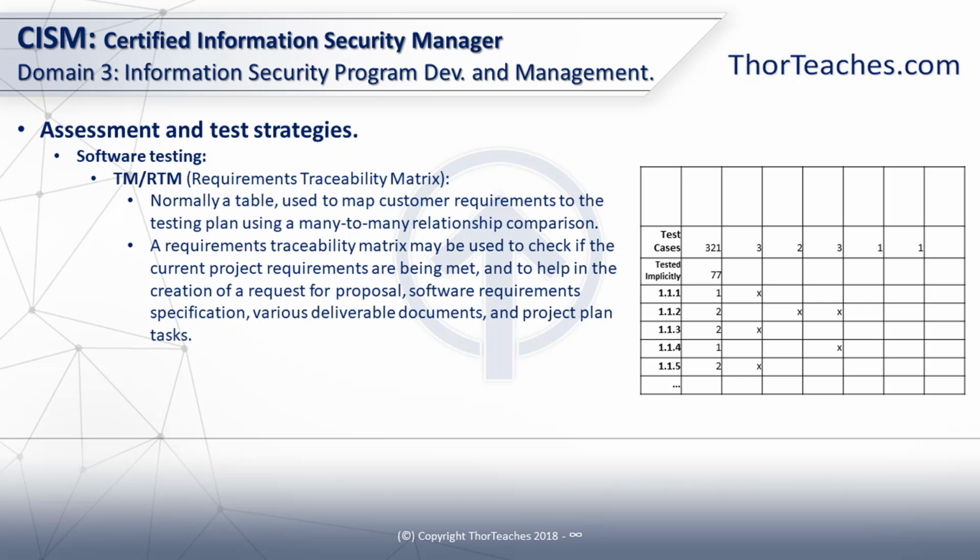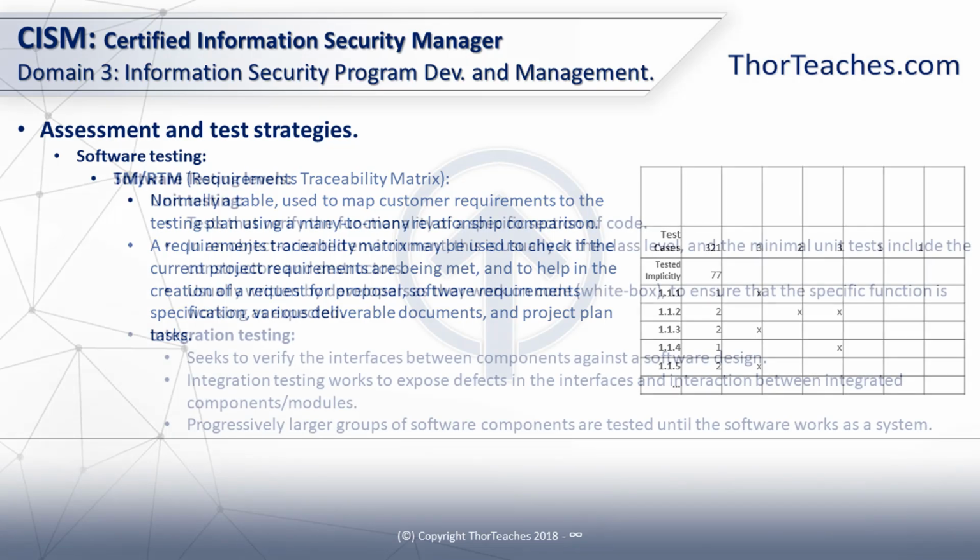And we use the requirements traceability matrix for the specifications that we need from the software, project plan tasks, and all the deliverables documents. And then obviously as part of our testing, when we put out a new version, we make sure that none of the requirements were lost in that software update.